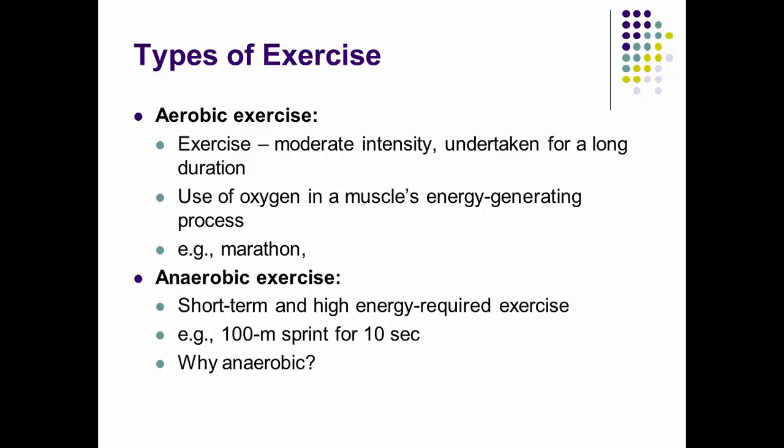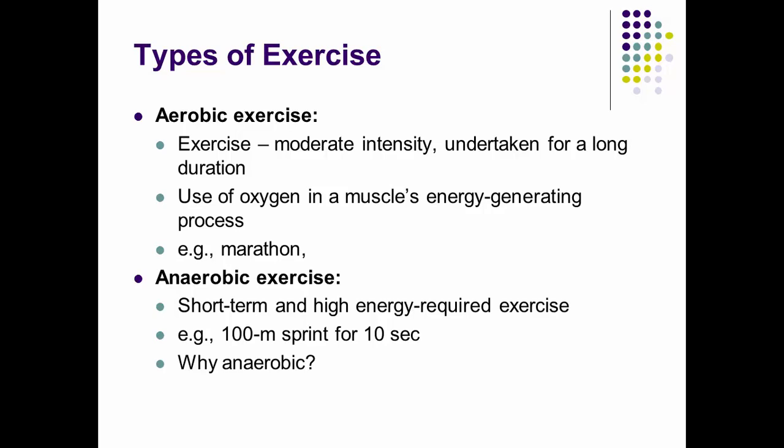Okay, now let's talk about the different types of exercise, aerobic versus anaerobic exercise. Aerobic exercise, again, is moderate intensity and long-term duration. A good example is the marathon. Aerobic exercise requires oxygen, right? And during the energy producing process, it involves the mitochondria to completely oxidize energy substrates to produce a lot of ATP.